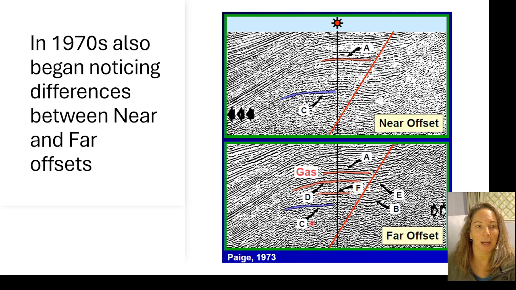They also started noticing back in the 1970s that there were differences between what they were seeing in the near offset data and what they were seeing in the far offset data. So they started to realize that these angle stacks played a role in hydrocarbon exploration. We're going to talk about that a lot more in the next lecture, which is about amplitude versus offset and those types of kind of advanced technologies. But in this case, they noticed that things got a lot brighter in the far offsets than they did in their near offsets. And so those were other indicators they were looking for back then.